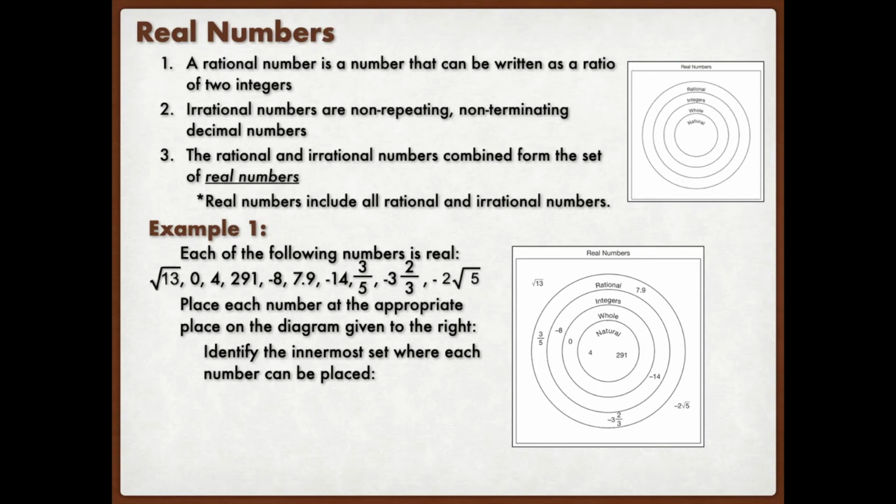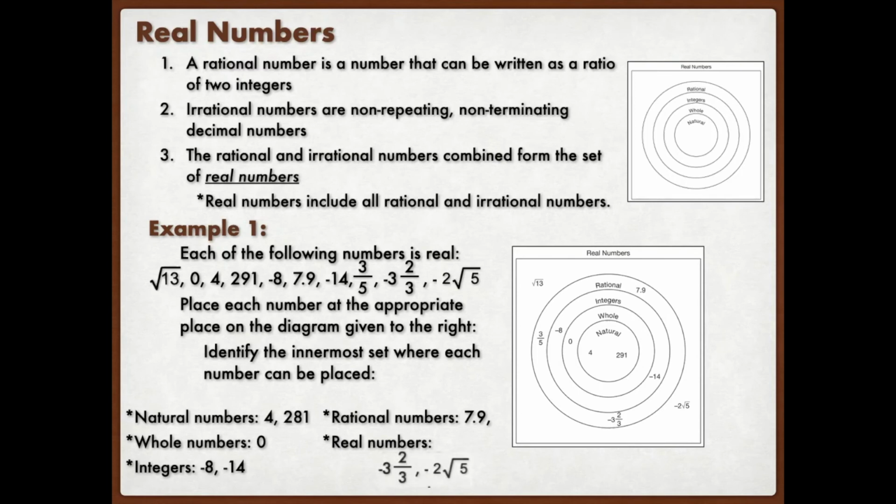0 is a whole number. 4 is a natural number. 281 is a natural number. Negative 8 is an integer. 7.9 is a decimal, but it's ending, so that would be a rational number. That would be our fraction. Negative 14 is also an integer. 3 over 5 is a rational number, just like 7.9. Negative 3 2/3 is also a rational number. And then we have negative 2 square root of 5, which would fall under a real number. It would not be part of rational, integer, whole, or natural number.